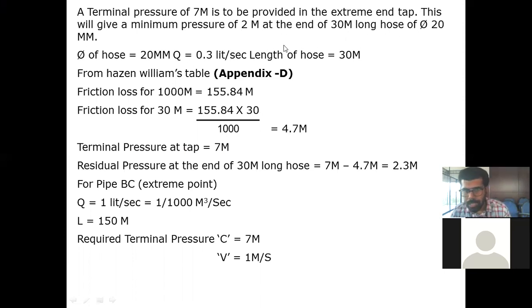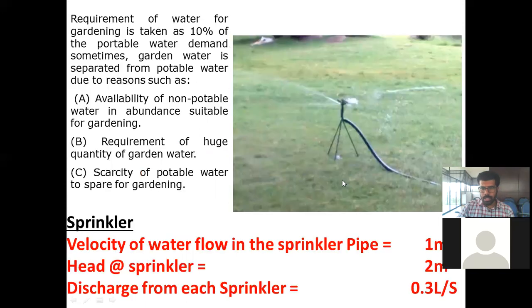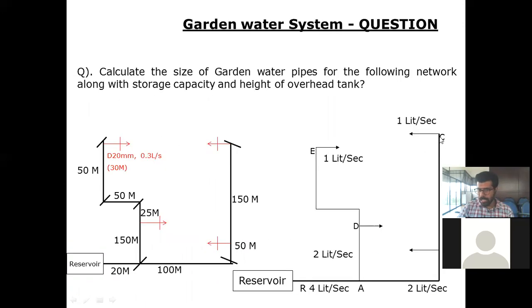So at this tap you need at least 7 meter. So the head required at this C is 7 meter. Now head required at this B, how much? Not to get 7 meter head at this C, how much should be the head at this B? We are going to find out, because there is a frictional loss in between.